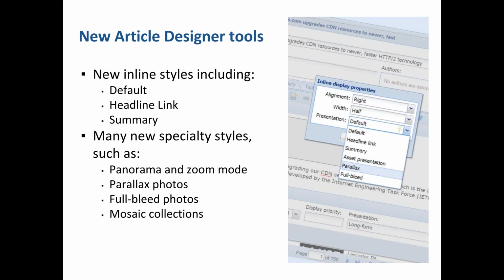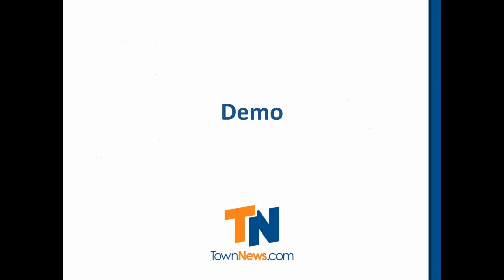In addition to those standard styles, the default one, headline link, and summary, many of our different asset types have additional specialty styles available. For example, photos have a panorama mode and a zoom mode. Parallax photos, full bleed photos. Collections have a mosaic presentation, which is really cool. And table assets have a table presentation, obviously, so you can have a table inline. Or you could just have it as a link off to a table somewhere else. So all of those things now give you the capabilities of doing that.